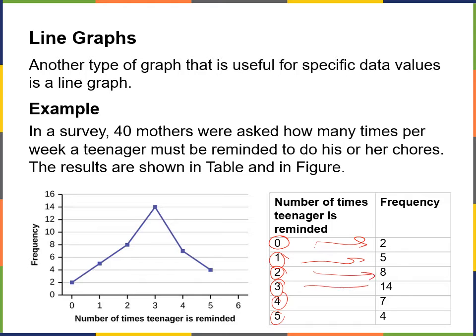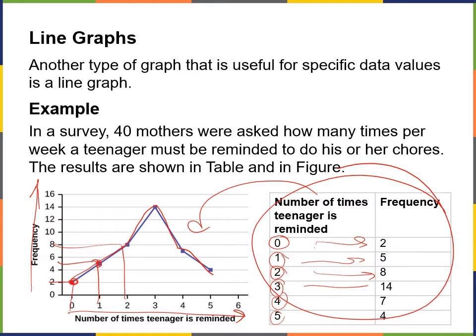We can then convert this to a line graph where this scale represents the number of times, this scale represents the frequency, and the dot represents what's happening in each class. So 0 times, that happened twice, 1 time, that happened about 5, 2 times, that happened 8, etc. And then we can create a line graph that gives us a nice picture of what this frequency table is doing.